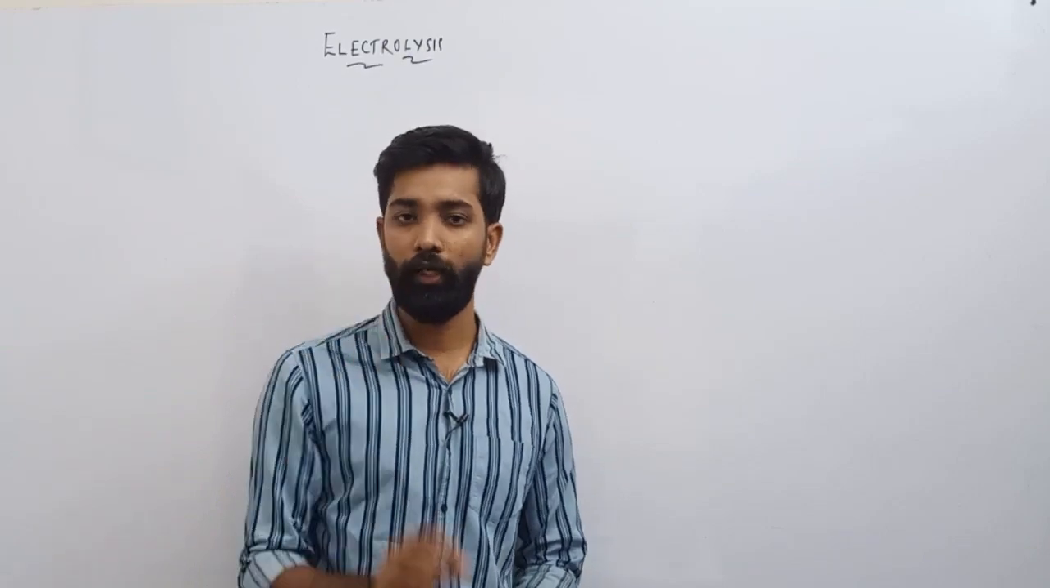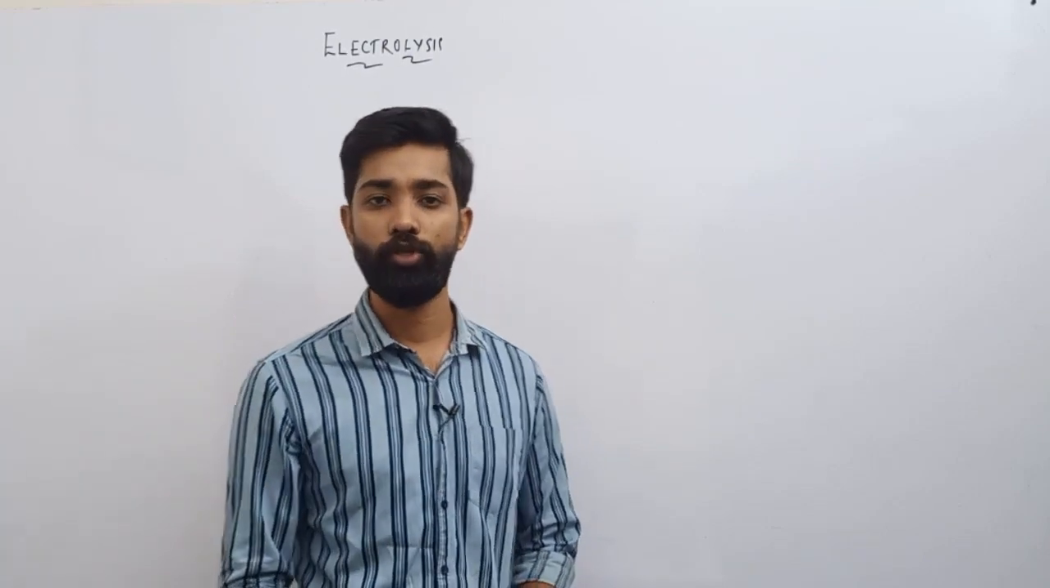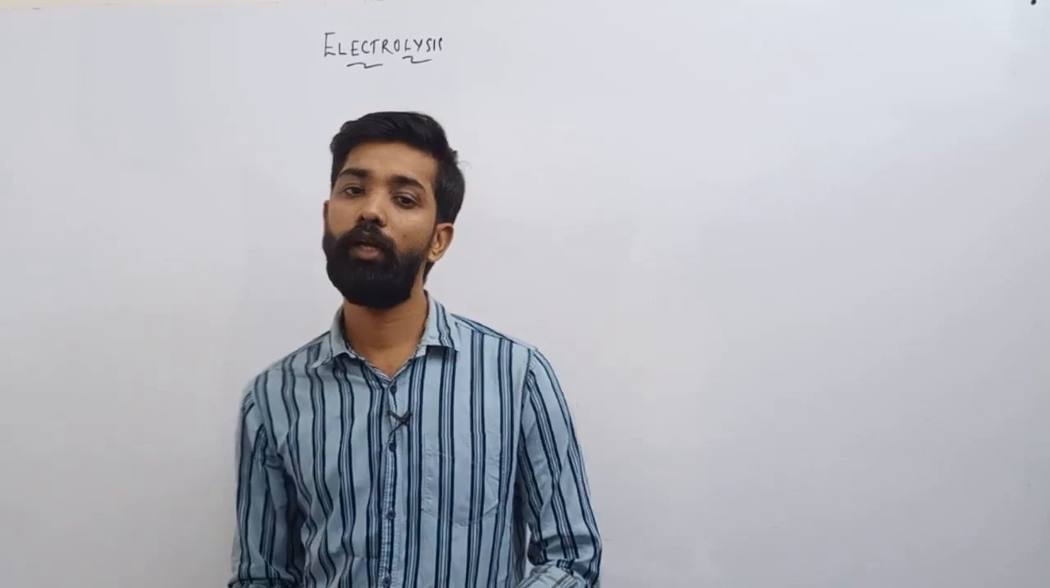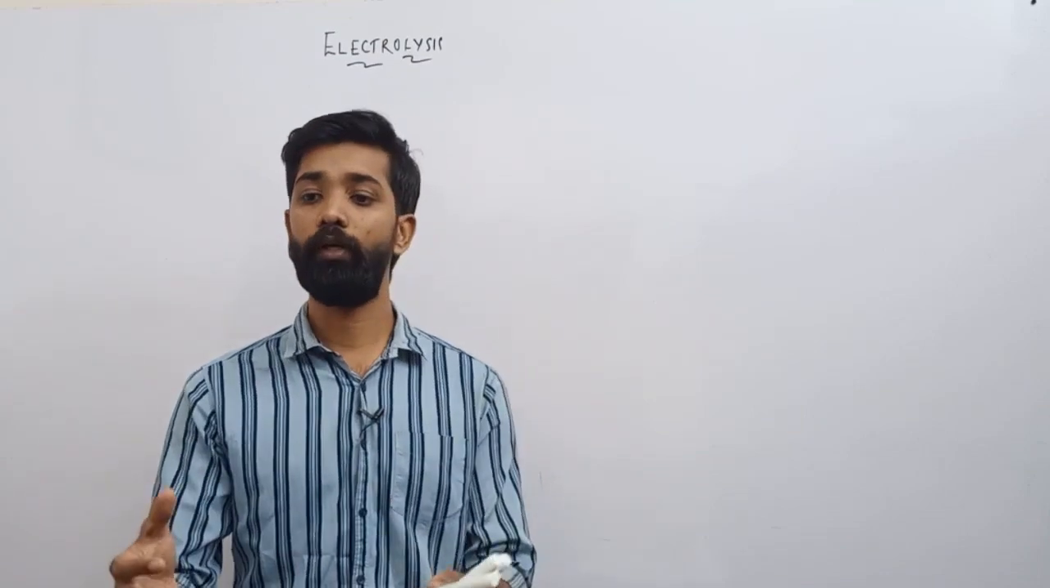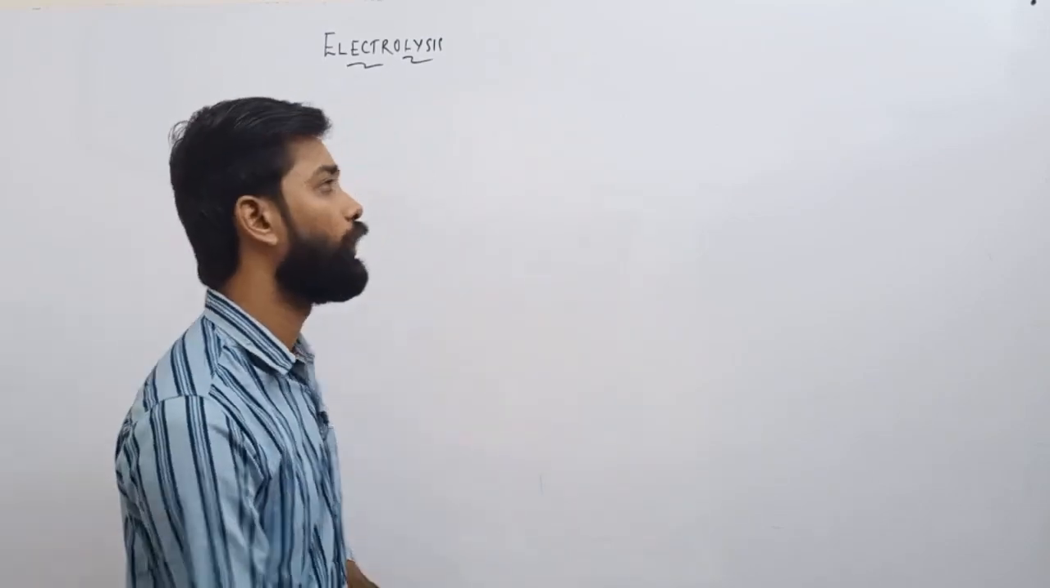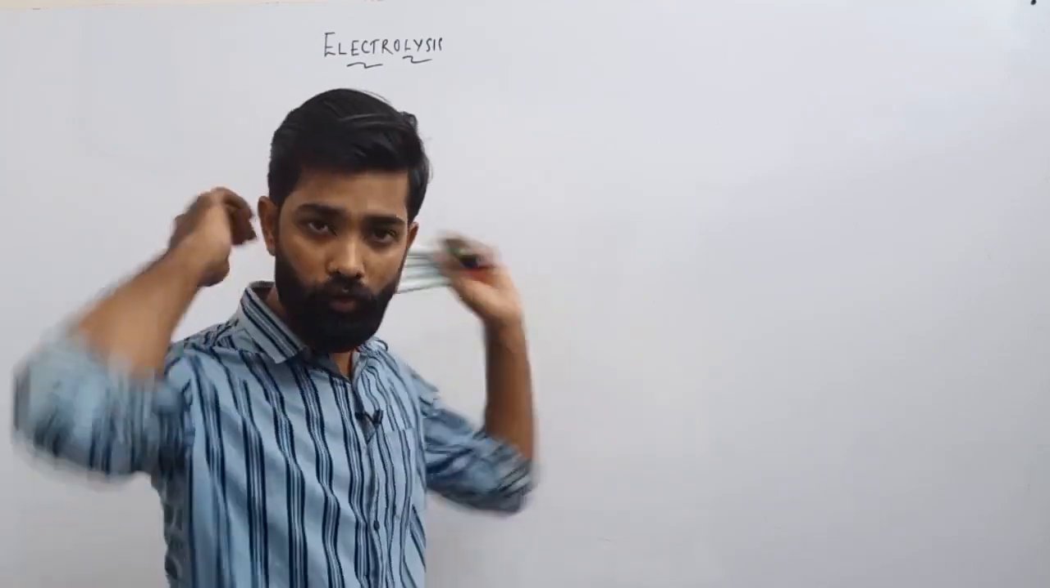Electrolysis is the chemical decomposition of an electrolyte. It means we have an electrolyte, and it undergoes chemical decomposition by the passage of electricity through it. Moreover, the decomposed ions are attracted towards the respective electrodes, and this phenomenon is said to be electrolysis.